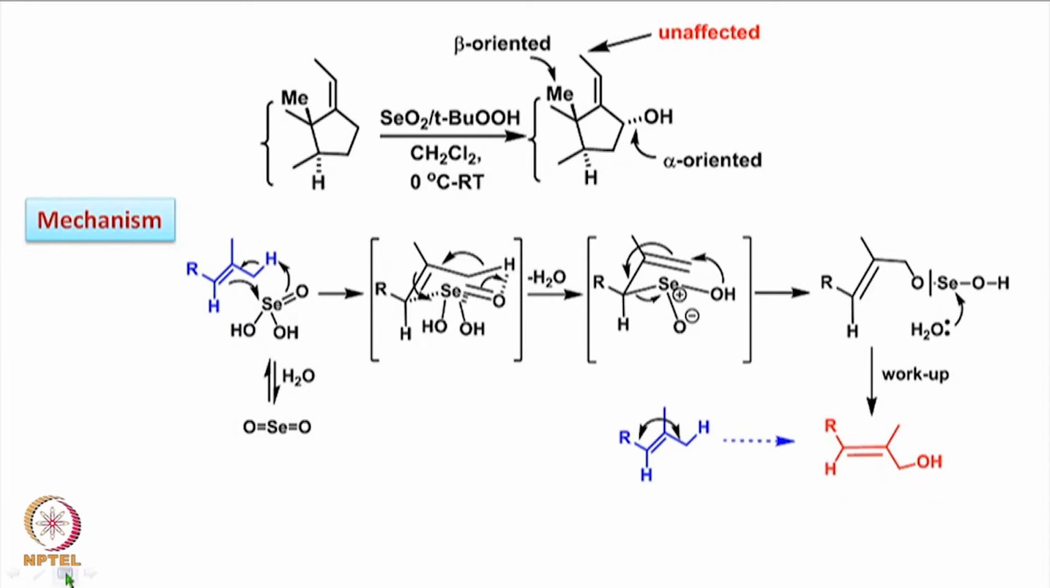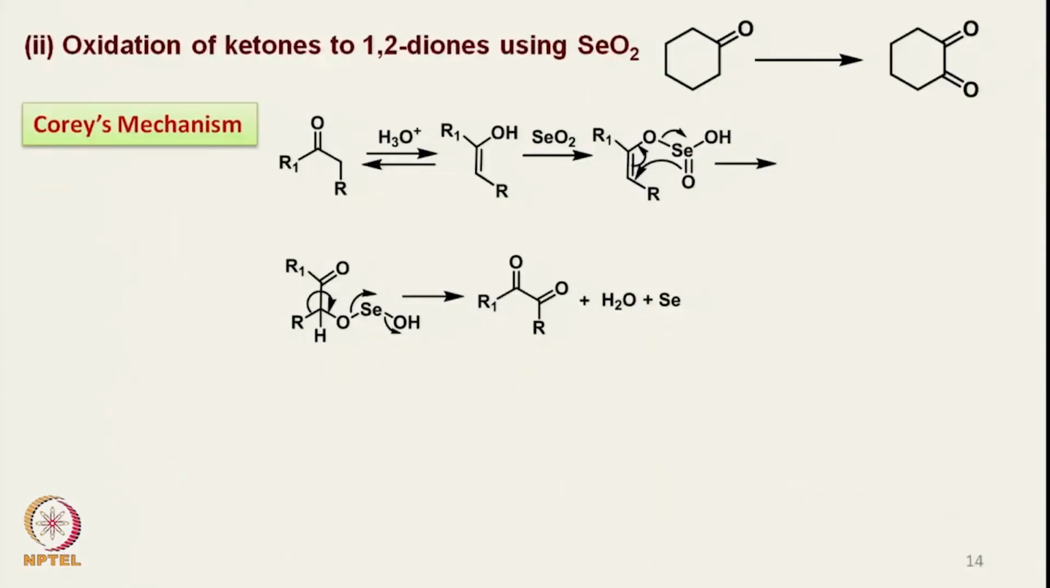Now we go to the next topic, which is oxidation of ketones to 1,2-diones using selenium dioxide. This is a typical example which shows how a cyclohexanone can be converted into cyclohexane 1,2-dione. You use selenium dioxide to carry out such a reaction.